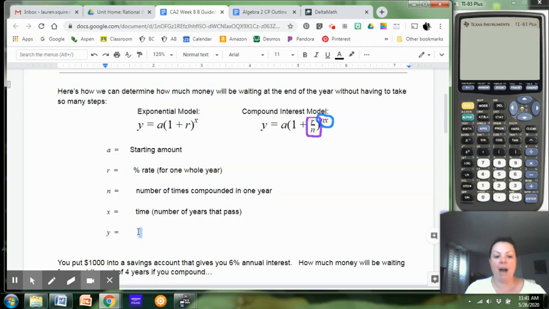And lastly, the y is your end result. It's the ending amount of money waiting for you after all of those years have passed. So a lot of this information is still the same as before. We're just adding in that extra n, talking about your compounding. So what number is n? How do we use that?